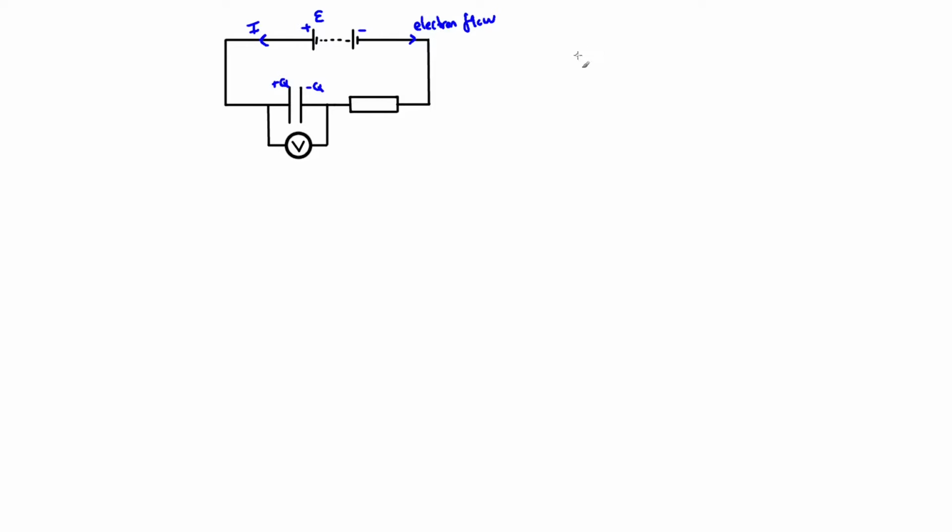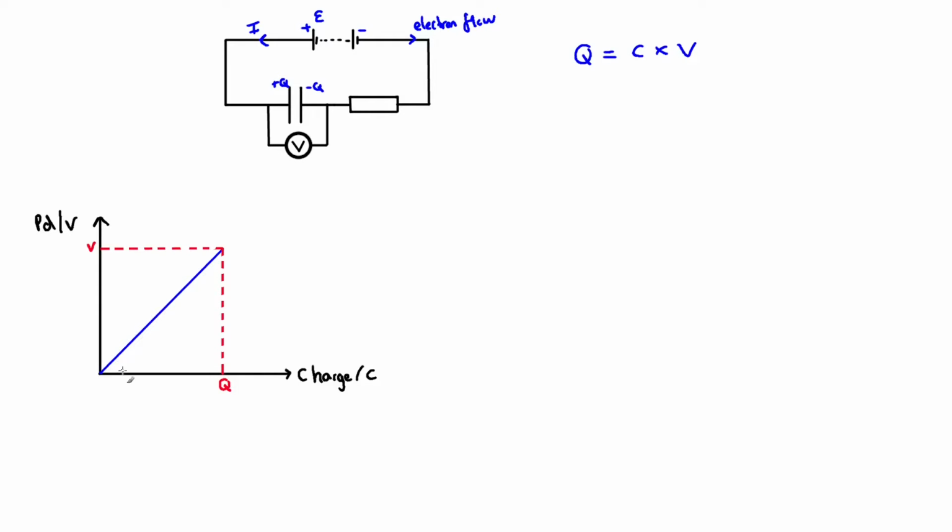We've already seen that charge is equal to capacitance times potential difference across the capacitor. So the charge stored on the capacitor can be calculated by its capacitance multiplied by the potential difference across the capacitor, which we can measure here using the voltmeter.